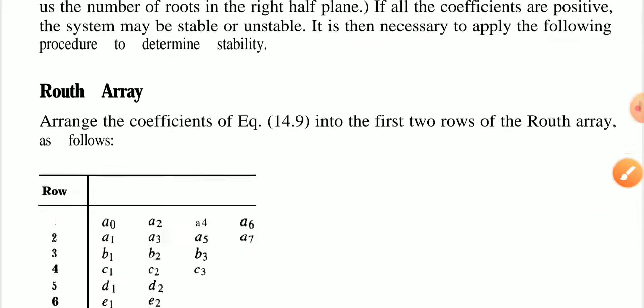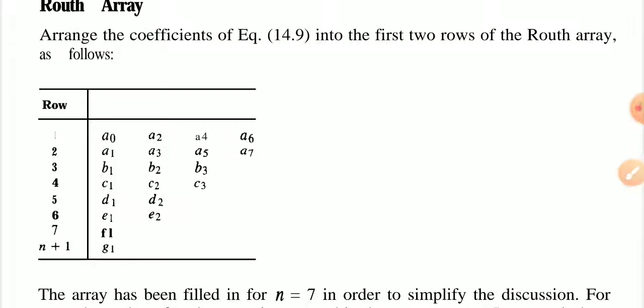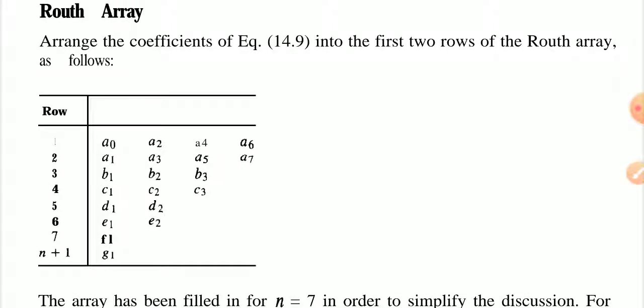And the Routh array, its columns and rows, look at it: a0, a1, b1, c1, d1, e1, f1 and g1; for a2, a3, b2, c2, d2 and e2; and the third one a4, a5, b3, c3, a6 and a7. Arrange the coefficients of these equations for the equation we saw above.